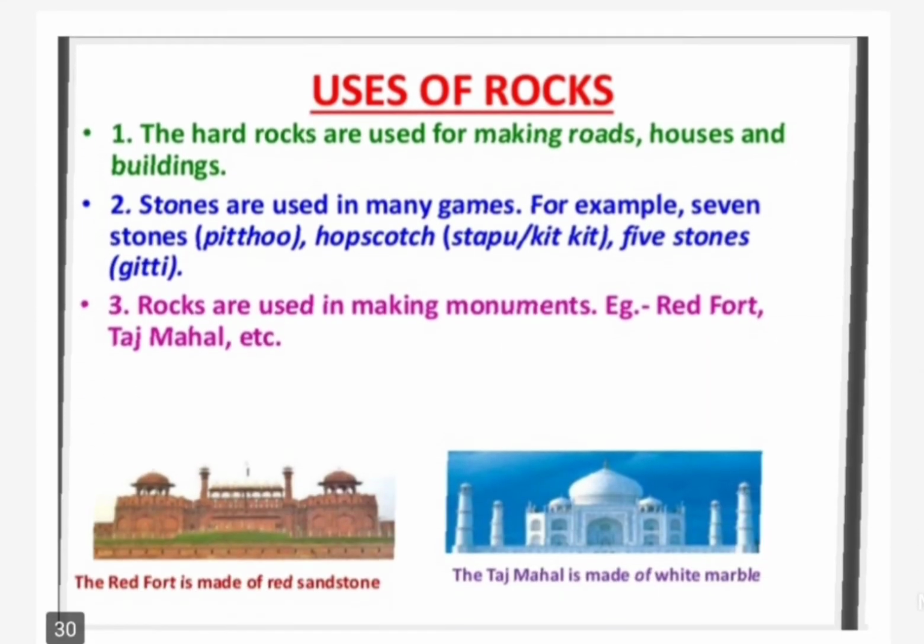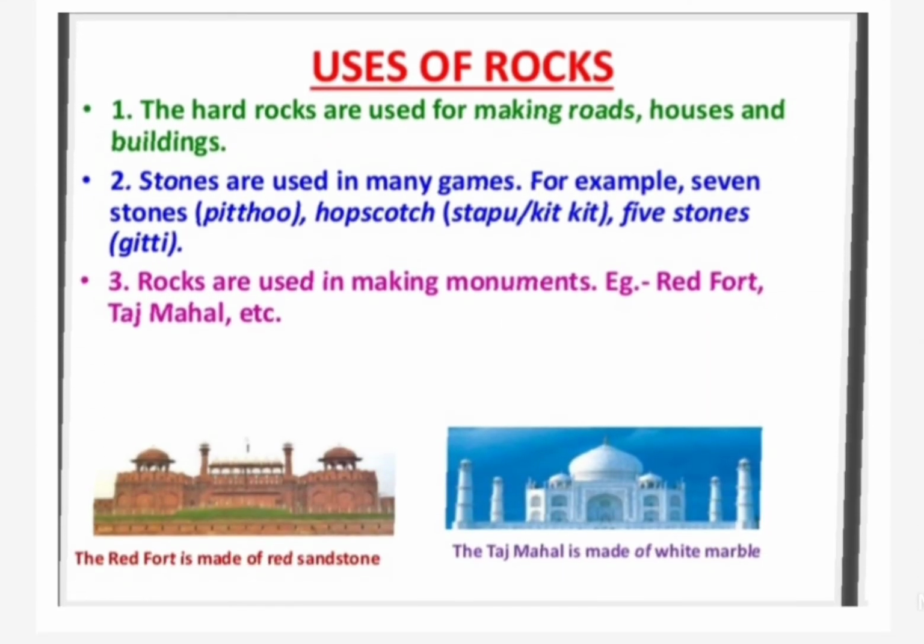So now through this slide I am going to tell you about different uses of rocks. You all know that hard rocks are used for making roads, houses and buildings. You can say that they are used in construction work. These rocks or stones are used in many games as well. You must have played seven stones or stapu or gitte as well. So what do you use for playing these games? Obviously stones or rocks. Rocks are used in making monuments like Red Fort. Red Fort is made up of a sedimentary rock known as red sandstone, and Taj Mahal is made up of a metamorphic rock, marble.